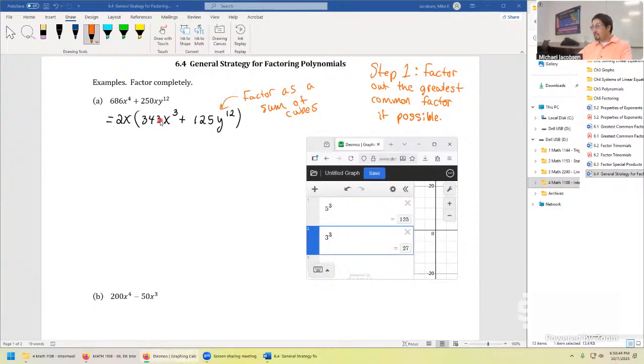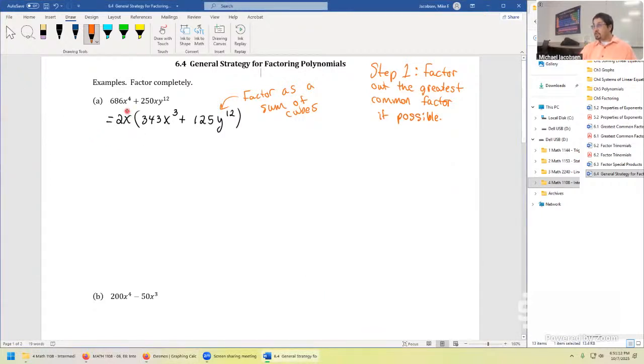The 343, though, is kind of mysterious. Let's make sure that really is a perfect cube. We've looked into 5 cubed to get 125. We go into 6 cubed, that's 216, so still not 343. 7 cubed, that hit it perfectly. 7 times 7 times 7 is 343. So that tells us it really is a sum of cubes. So let's rewrite this again. This whole thing can now be expressed as 2x multiplying, let's go with a bracket on this, multiplying something to the power 3 plus something else to the power 3.